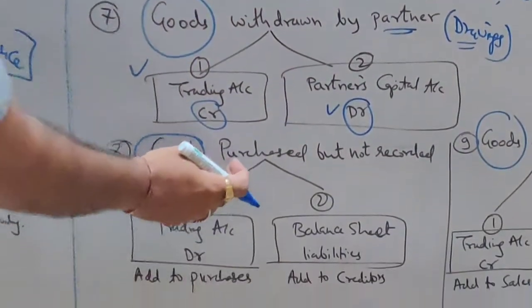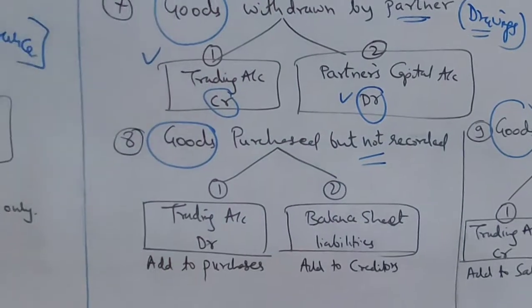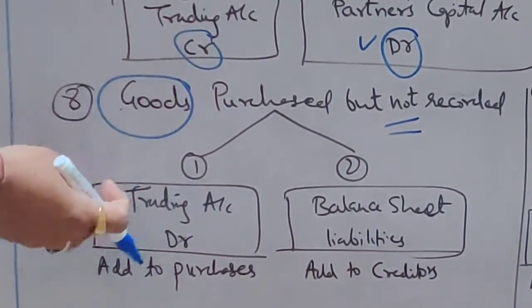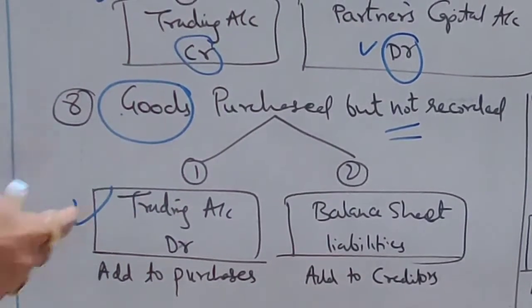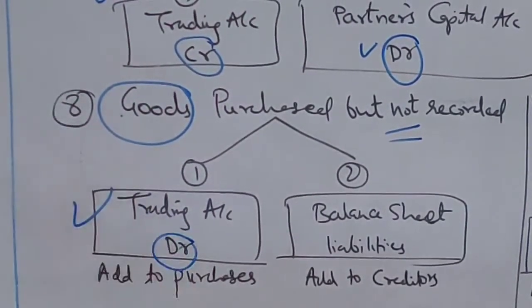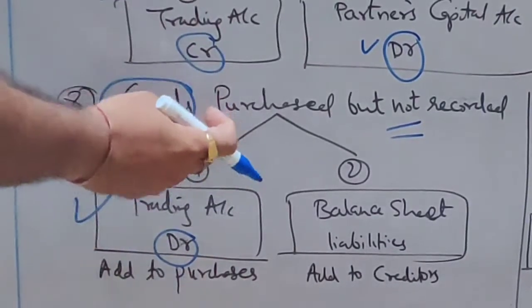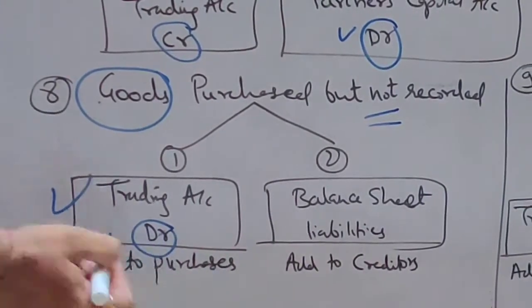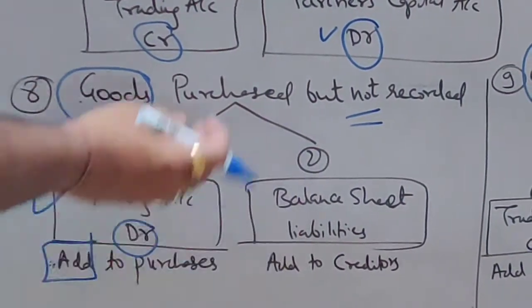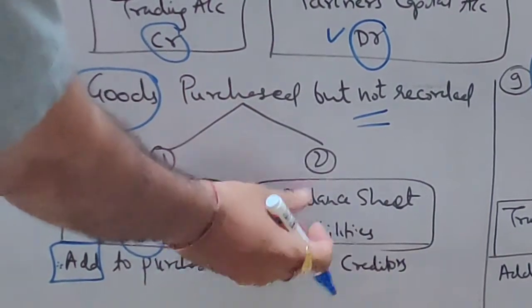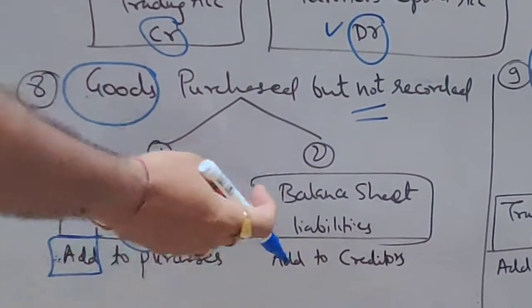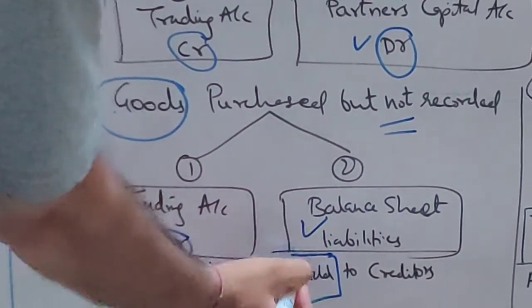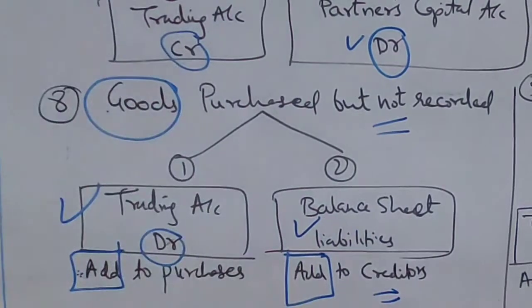Now the next adjustment, goods purchased but not recorded. Again, the word goods, I have given you a trick here. Whenever it is goods, your first effect will always go in the trading account, but this is on the debit side. Why? Because you have purchased the goods, so you have to add to purchase. And whenever it is a purchase, the amount is payable. When I say payable, it becomes a liability. So write it on the liability side, and there you will add to your creditors.